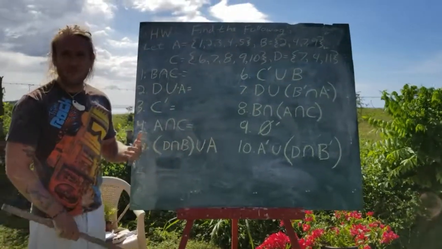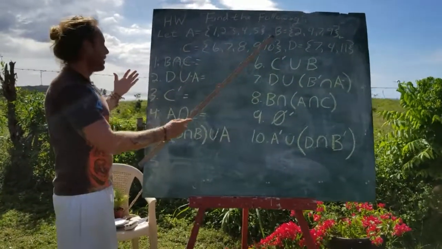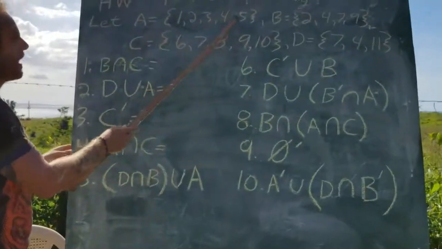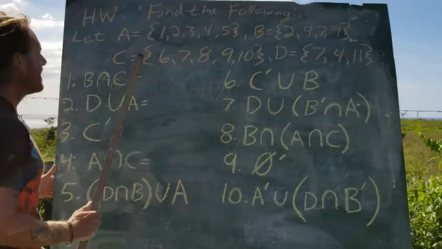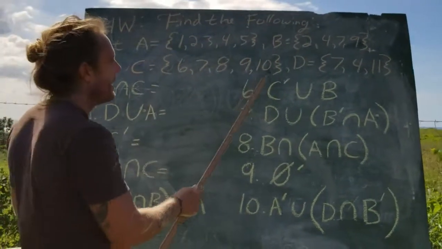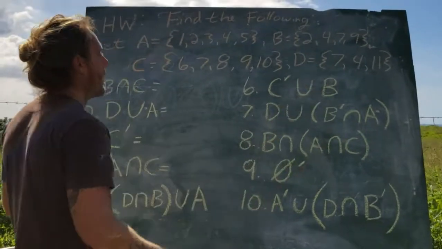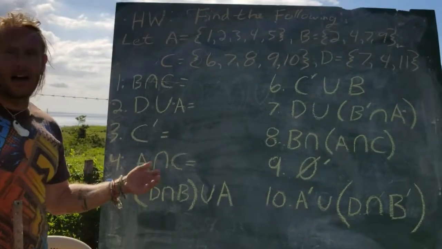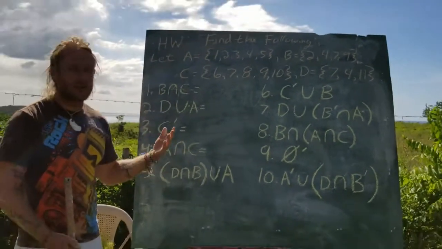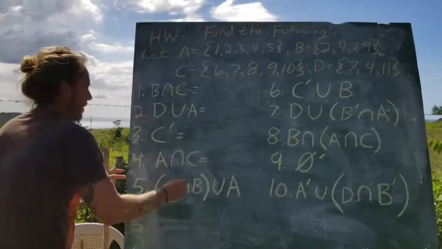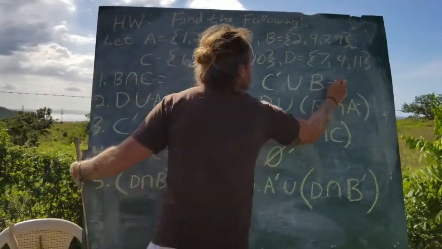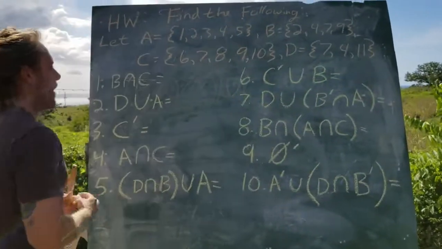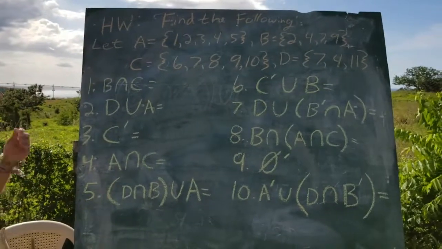So, our homework assignment for this lesson: find the following. Here are our sets. We'll let set A be the set 1, 2, 3, 4, and 5, B be 2, 4, 7, 9, C be 6, 7, 8, 9, 10, and set D the elements 7, 4, and 11. There are 10 different scenarios, 10 different expressions for which we want to find the set that they describe. Notice I forgot to put equal signs after all of these. I won't read these aloud. I'll leave this on the screen for a while so you can copy them down.